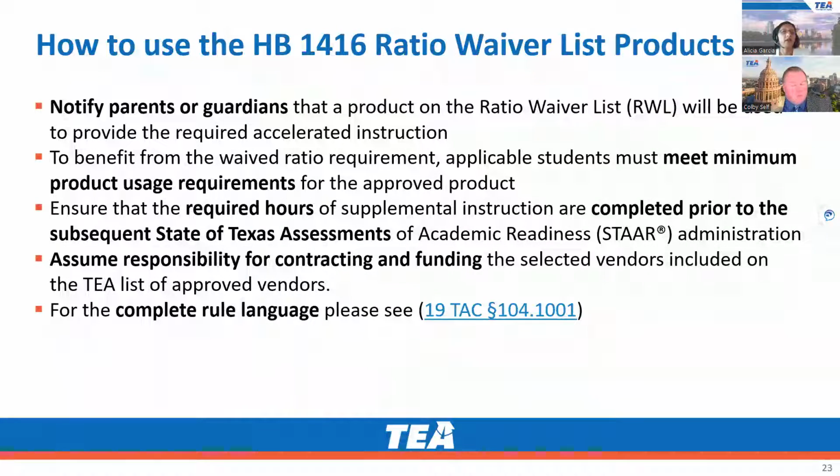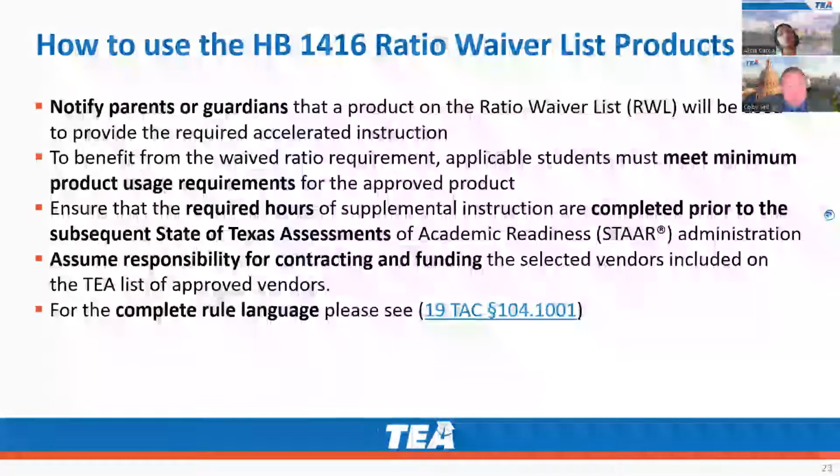Thank you, Kobe. So one thing is, when you are planning to use these products, you must notify the parents or guardian that you will be utilizing one of these products to provide the required accelerated instruction. And if you want to continue to benefit from waiving the ratio requirements, the applicable students must meet minimum product usage requirements for the approved product. And we will be sharing this information on our webpage. Probably by the end of this week, we'll have each product recommendation.